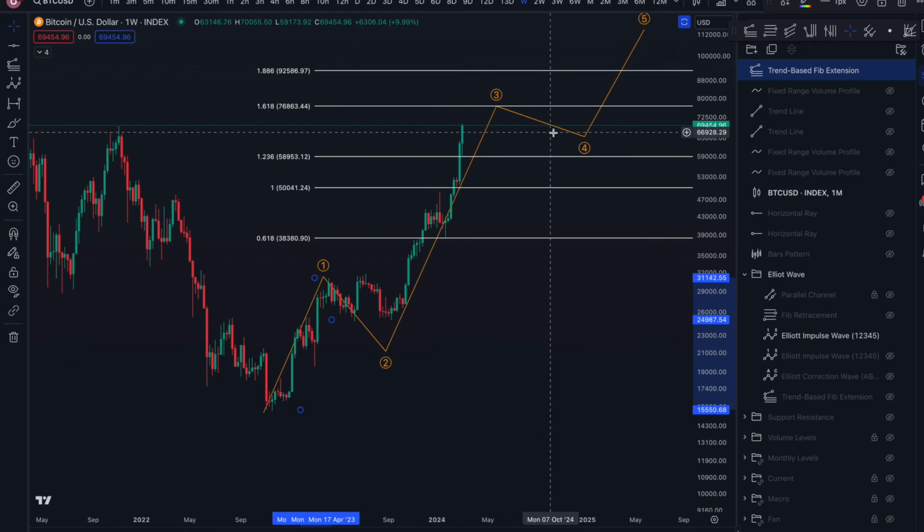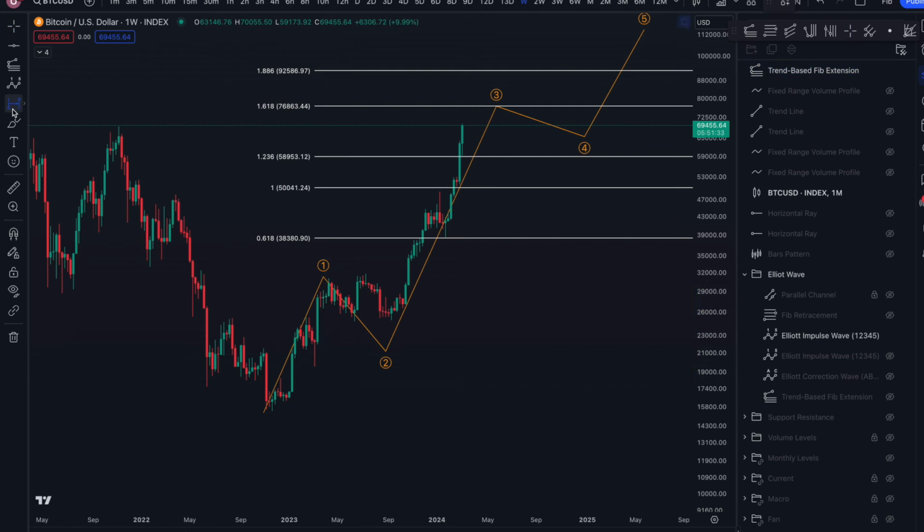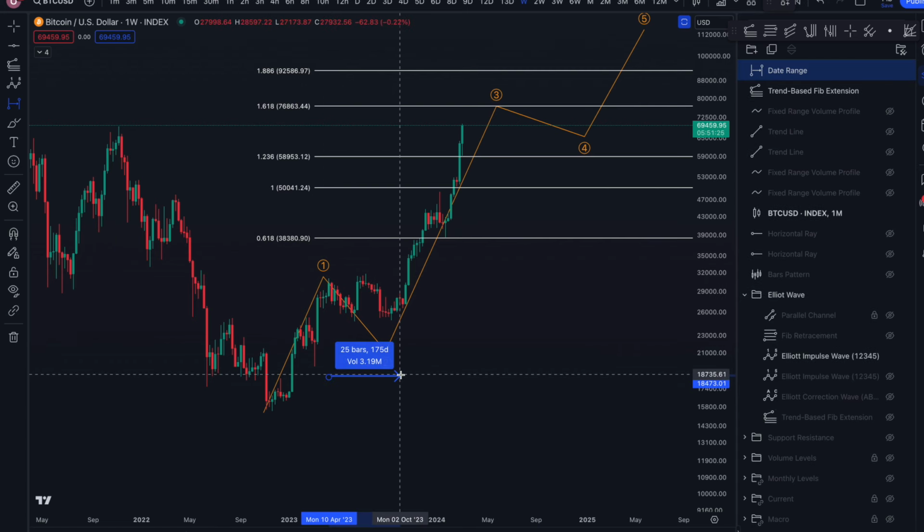then we'll probably get a pullback, maybe a shorter pullback than this one, because this pullback in the wave 2 of the wave 5 was from April and it lasted until September, so that was quite long. So I would guess this pullback is going to be a lot quicker. So if we measure that pullback, how long was it here? It's about 154 days.